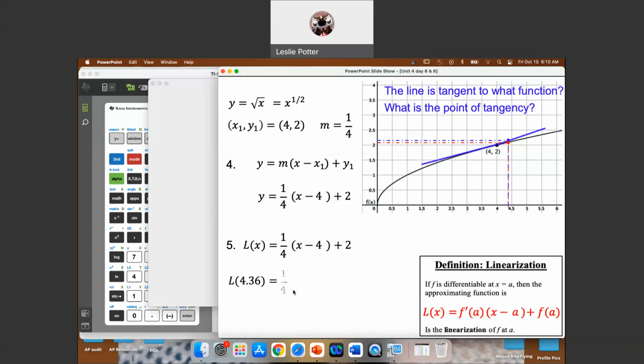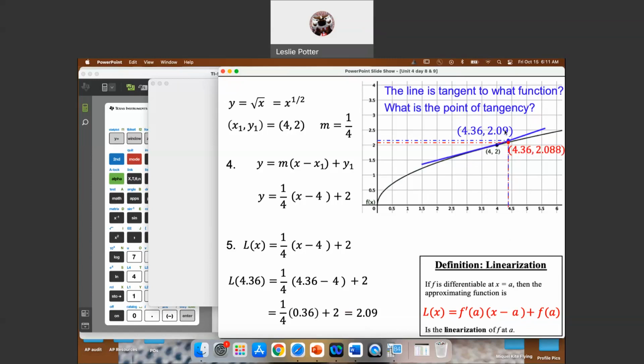And now I'm going to go ahead and put in 4.36 for x. And then calculate it. So 4.36 minus 4 is 0.36. 0.36 divided by 4 is 0.09. So the approximate value is 2.09. So that's our approximation for the square root of 4.36. So that's 2.09. If you actually grab your calculator and take the square root of 4.36, you get 2.088.